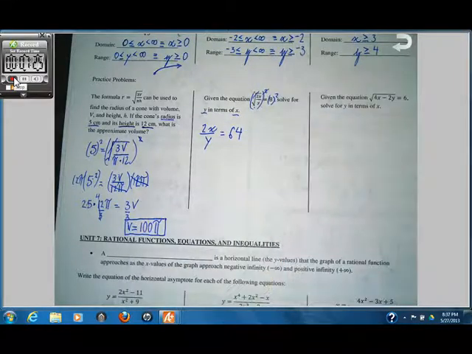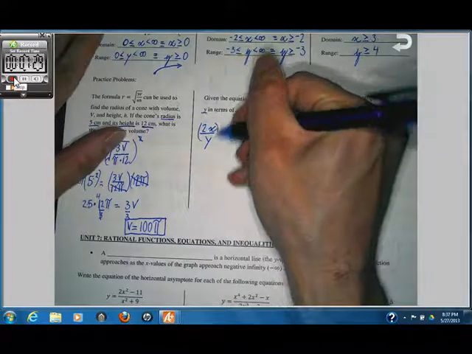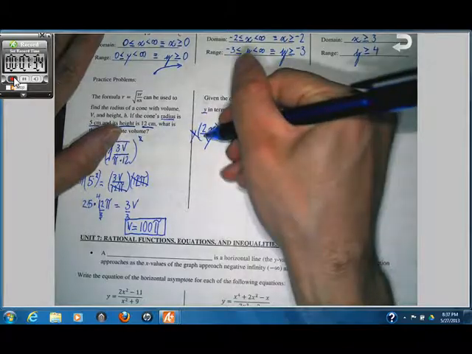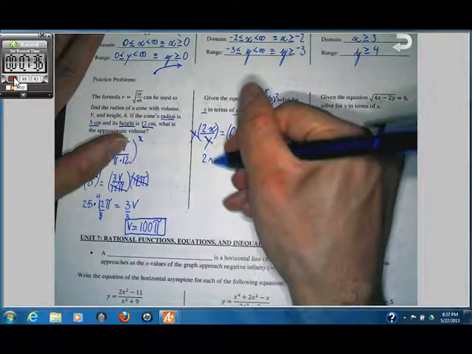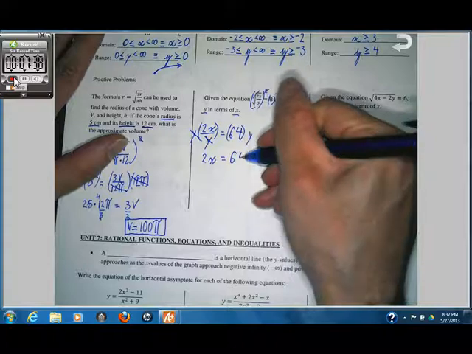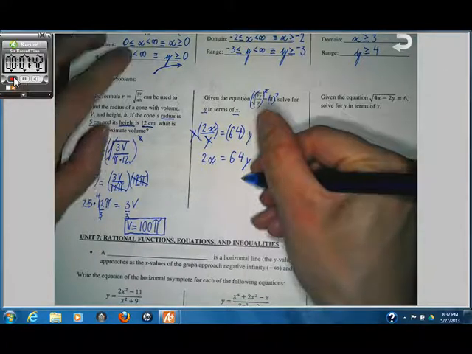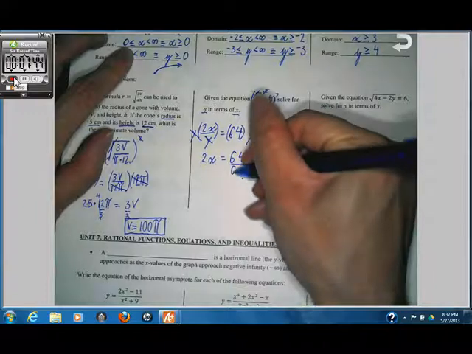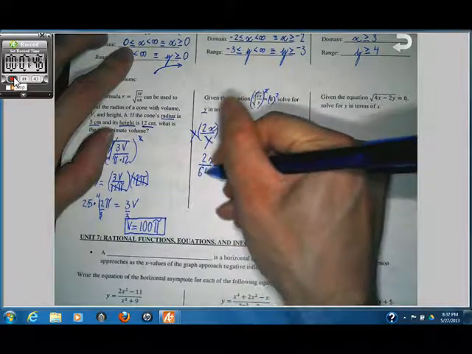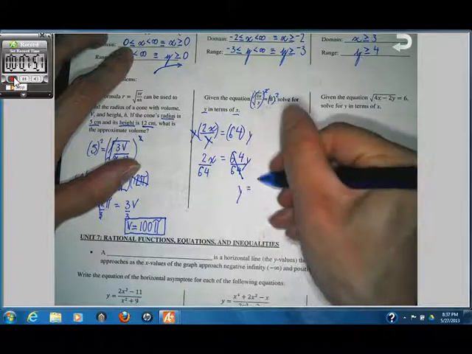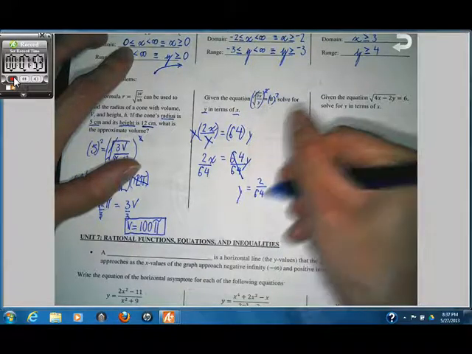This cancels this, so now I have 2x is equal to 64y. Okay, well, to get y by itself, I just divide by 64. So now I've got y is equal to 2 over 64 times x, and you can reduce that because 2 over 64 is kind of like 64 divided by 2. Well, 64 divided by 2 is 32, except instead of it being on top, it's going to be on bottom. And that was fun.